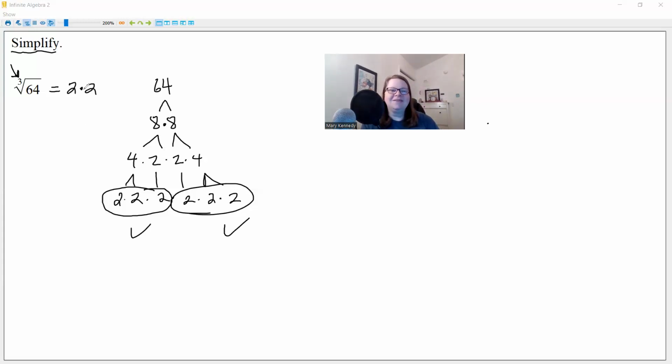Okay. And 2 times 2 is 4. That means the cube root of 64 is 4. 4 times 4 times 4, that's 16 times 4, which is 64.